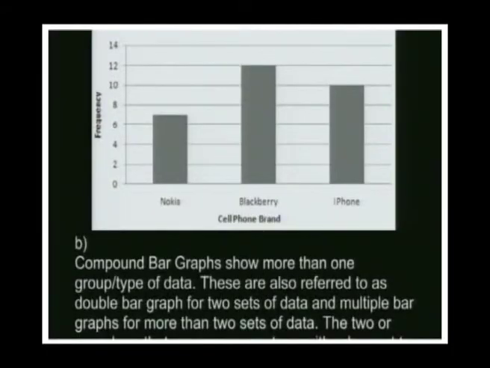So as you can see, the height of each bar tells us how many people have that type of phone. 7, 12, and over here 10. And just to make sure that you've noticed, each bar is exactly the same width. That's the way it's meant to be.